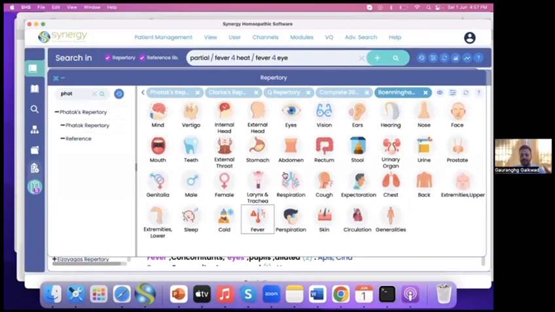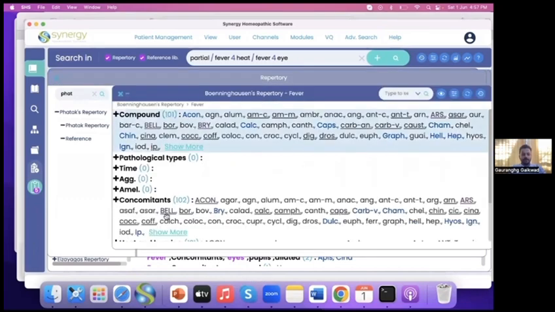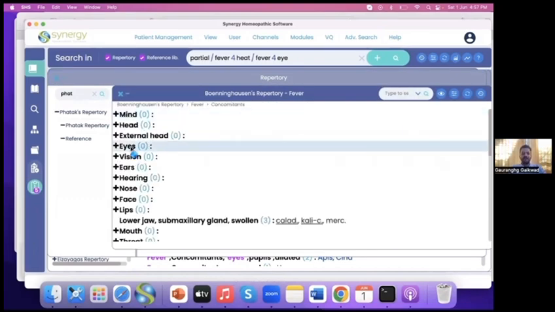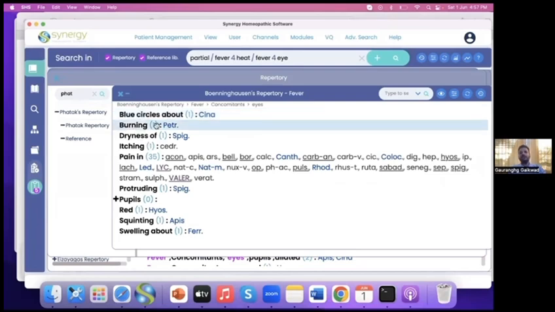So this is a very fantastic repertory where you can go into the fever chapter and then go into the section called concomitants and then go into the eye section and then tada, you can see the rubric burning felt in the eye, single remedy, Petroleum. This is a remedy you will never think about. So this is the fascinating part of the repertory where if you see in a case concomitants and modalities a lot, it's a very beautiful way of treating acute cases.